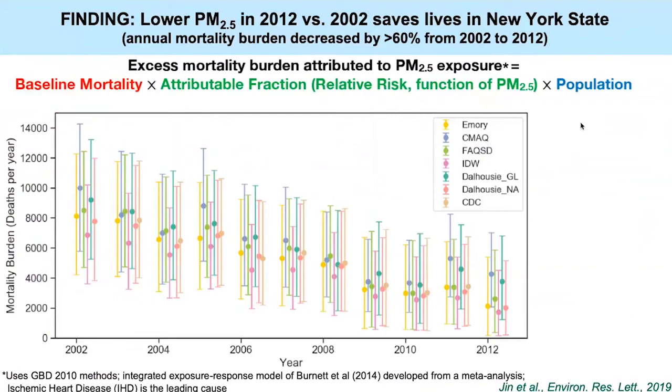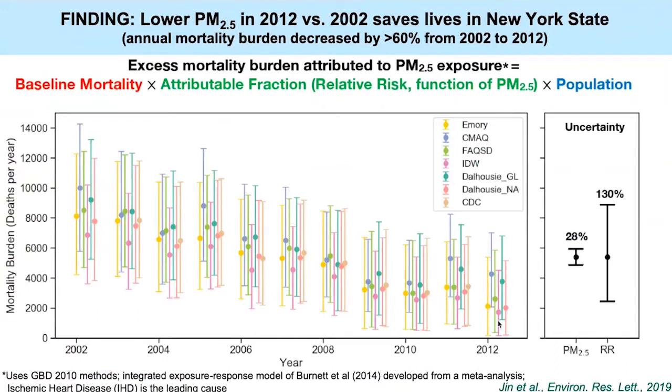but now combine them with integrated exposure response functions using global burden of disease methods out of the Burnett et al. 2014 paper, which developed these integrated exposure response functions from a meta-analysis of several individual epidemiological studies. What Xiaomeng found is that as we march through time here, we see the decline in PM2.5 across all these products, leading to a decrease in the mortality burden. So there are lives saved every year as we go through, such that by 2012, there are over 5,000 lives saved due to lower exposures to PM2.5 as compared to 2002.